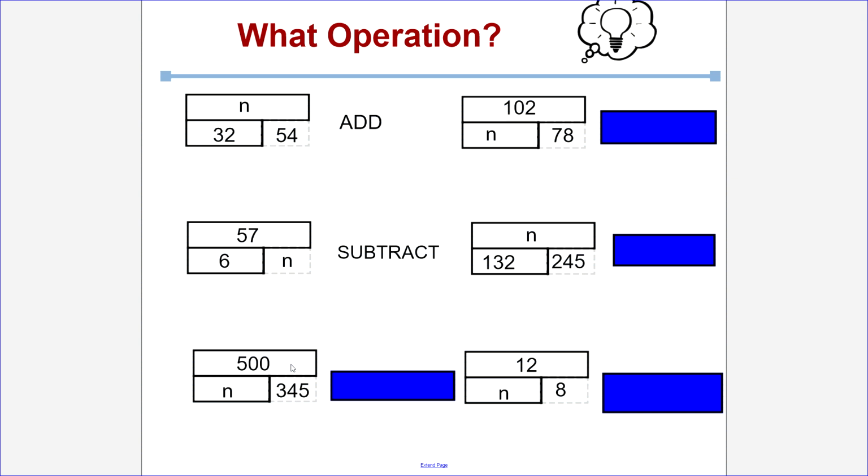Now look at the next problem. 500 is the greater amount. We do not know the lesser amount, it's n, and the difference is 345. Would we add or subtract to solve this problem with a missing lesser amount? You're right. We would subtract to solve this problem.